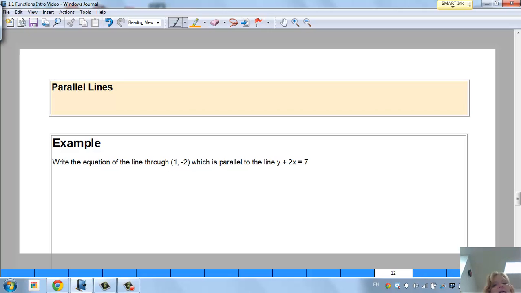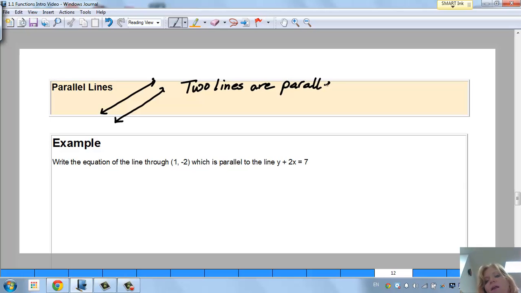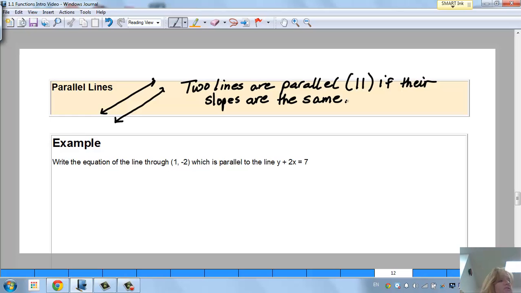Now let's talk about parallel and perpendicular lines. Okay, parallel lines, of course, I'm just going to make a couple parallel lines. I just happen to have positive slope. Parallel lines never touch. Okay, so what's that have to do with slope? Well, two lines are parallel, and in math speak we use this symbol. It looks like 11, but that means parallel, if their slopes are the same. Okay, so my lines are parallel if their slopes are the same.